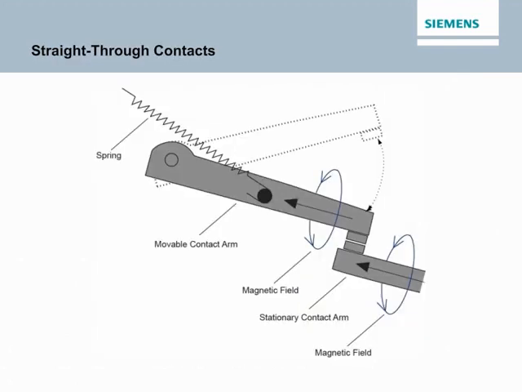The current flowing in a circuit controlled by a circuit breaker flows through the circuit breaker's contacts. When a circuit breaker is turned off or is tripped by a fault current, the circuit breaker interrupts the flow of current by separating its contacts. Many circuit breakers use a straight-through contact arrangement, so called because the current flowing in one contact arm continues in a straight line through the other contact arm.